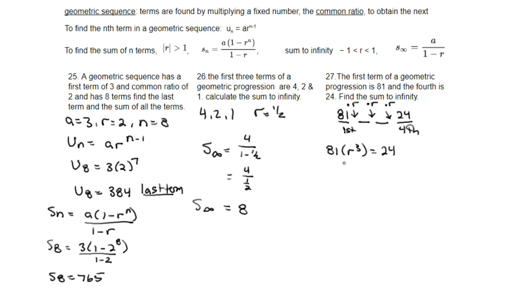Well, so now all I do is divide both sides by 81, and then simplify it, and I'm going to find out that it's 8 over 27, and take the cube root of that, it'll be 2/3. That's my r. And see, once I've got the r and I've got a first term, finding the sum to infinity is pretty easy.